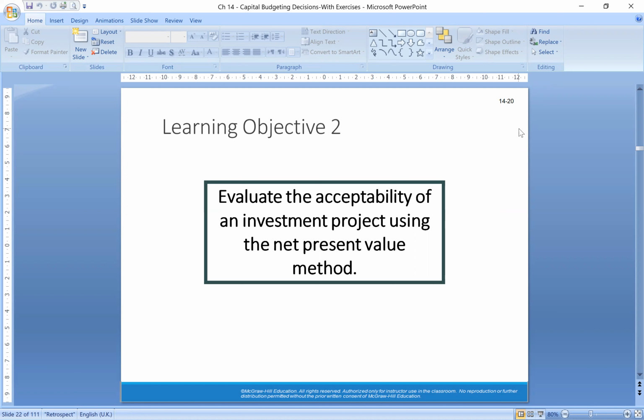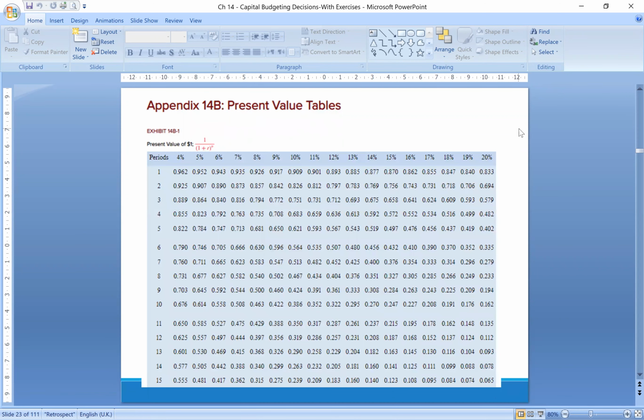Then objective number 2: evaluate the acceptability of an investment project using the net present value. Have you heard about the net present value or present value? Present value depends on something important in accounting and finance called the present value tables. These tables are given in the books for all fields of education. In our chapter, we will use two tables.